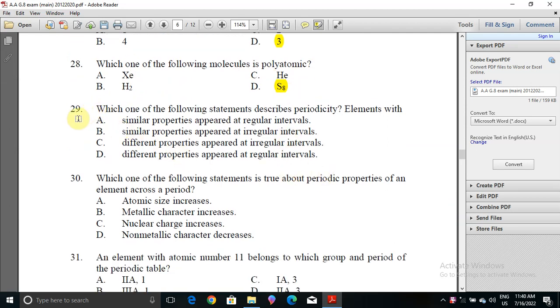Okay, now question number 29. Which one of the following statements describes periodicity? Similar properties appeared at regular intervals, similar properties appeared at irregular intervals, or different properties appeared at irregular intervals, or different properties appeared at regular intervals. The correct answer is the first one. Elements with similar properties appeared at regular intervals. This is the statement that describes periodicity.